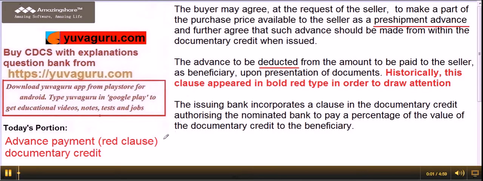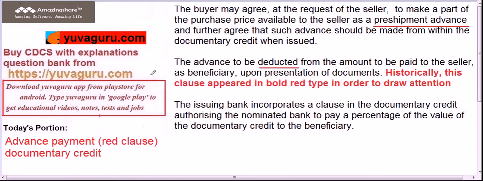Friends, let's study red clause LC today. Firstly, what is red clause LC? See here, whenever any exporter gets a confirmed order, he needs to prepare the material and then ship it. For preparing that material, many a times the exporter doesn't have money. To get this money as a pre-shipment advance, red clause LCs are prepared.